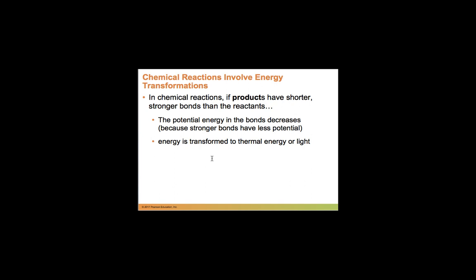When we have a chemical reaction, right, when we're going from reactants to products, if the product formed has a shorter and stronger bond than the reactants, then the potential energy in the bond is going to decrease. So in this situation, if we have reactants going to products and the products have shorter and stronger bonds, potential energy in the bonds is going to decrease.